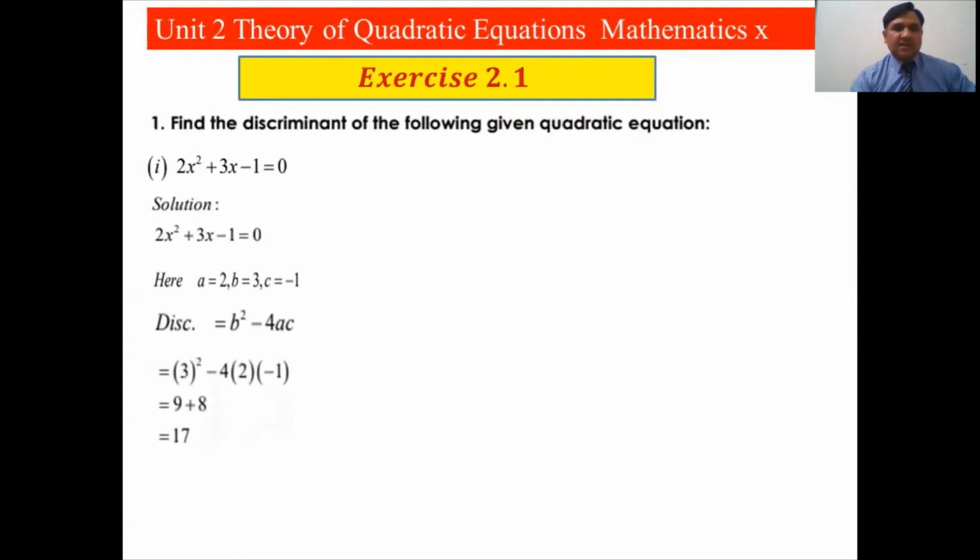b is 3, so 3 square minus 4, a is 2, and c is minus 1. So 3 square is 9, and 4 twos are 8. So minus minus plus. So 9 plus 8, which is 17. So the discriminant of this given quadratic equation is 17.